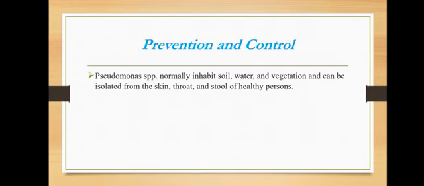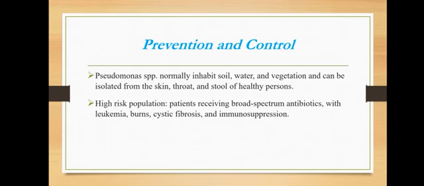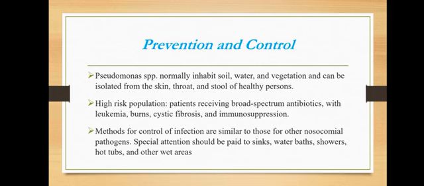Prevention and control: how can we prevent and control it? Pseudomonas species normally inhabit soil, water, and vegetation. It can be isolated from the skin, throat, and stool of healthy persons. High risk populations are patients receiving broad-spectrum antibiotics, with leukemia, burns, cystic fibrosis, and immunosuppression. Methods for control of infection are similar to those for other nosocomial pathogens. Special attention should be paid to sinks, water baths, showers, hot tubs, and other wet areas.